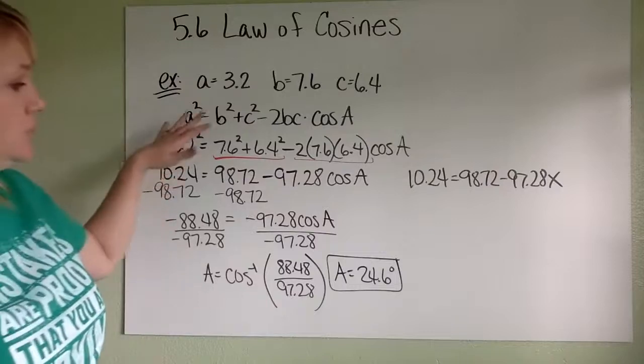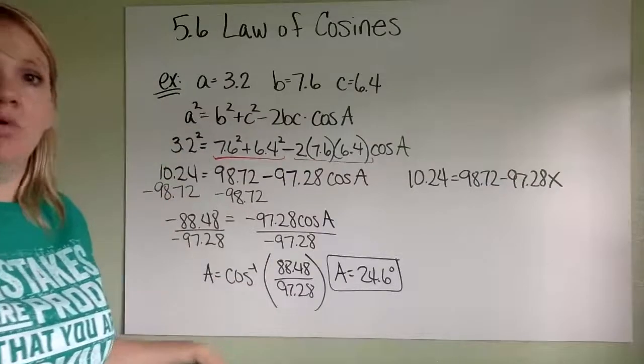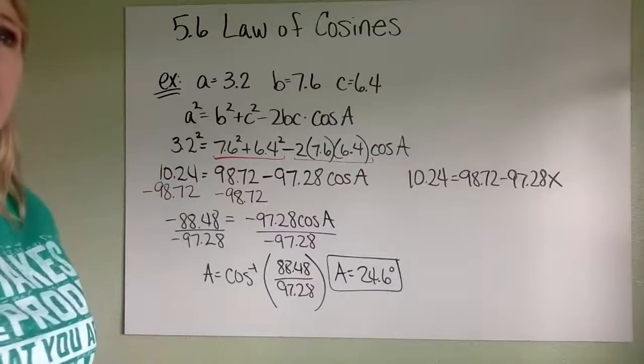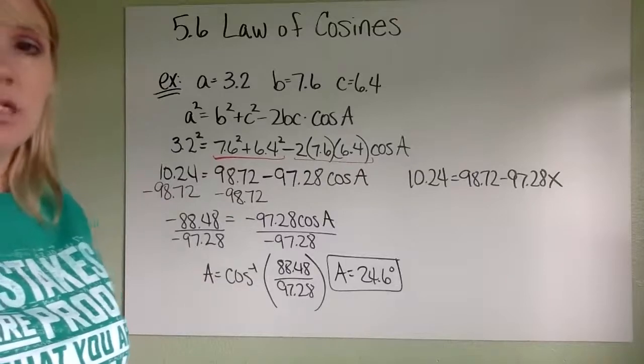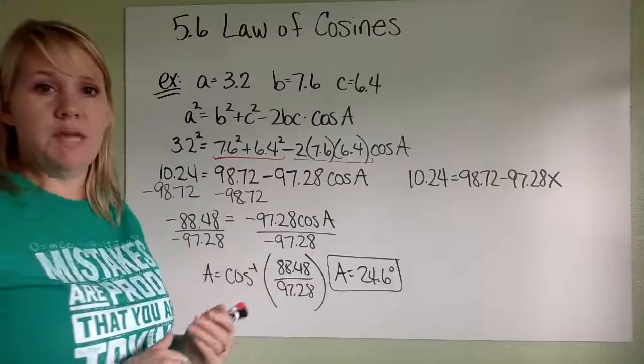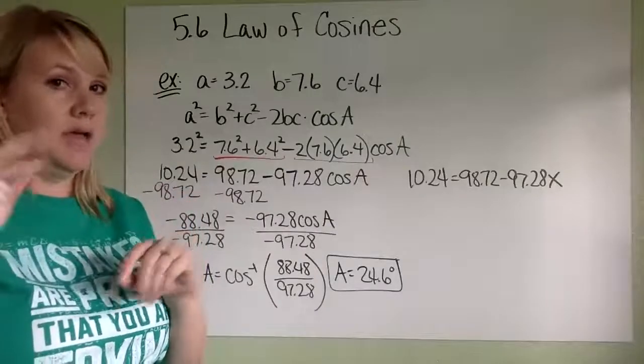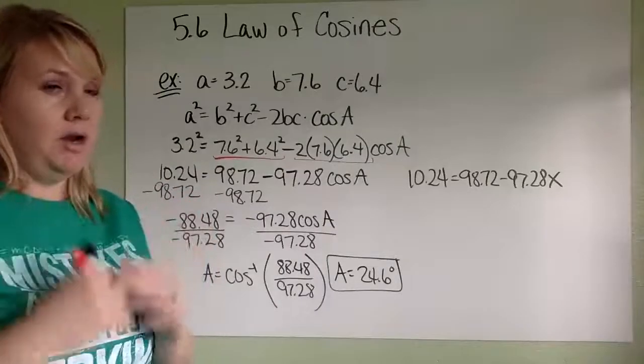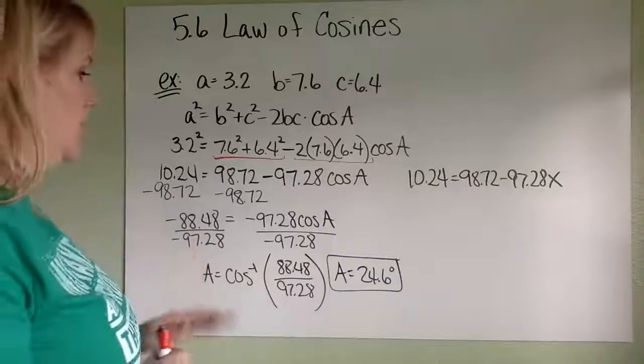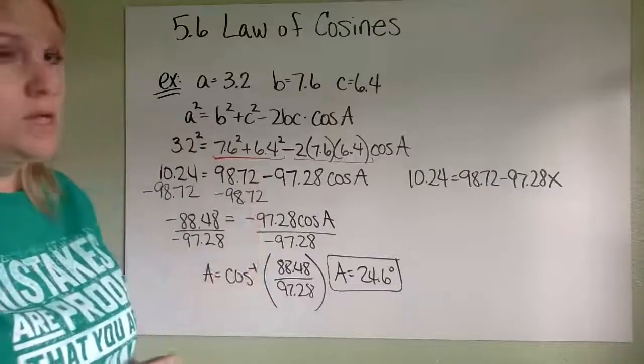So this process of solving for an angle is definitely more complex than solving for an angle using the law of sines, which is why we tend to go back to the law of sines as soon as we can. As soon as we have that pair, angle and side, the same letter pair, opposites, we go back to the law of sines because it's easier.